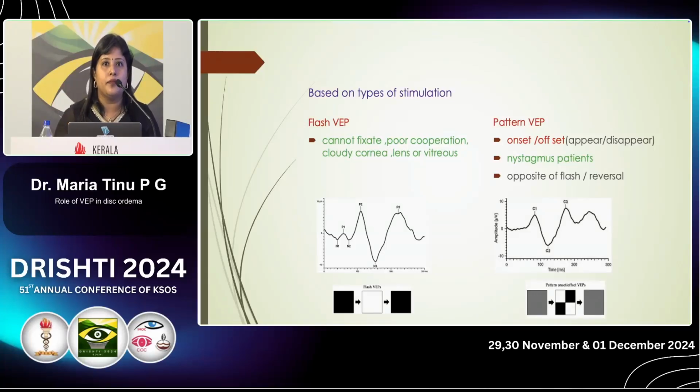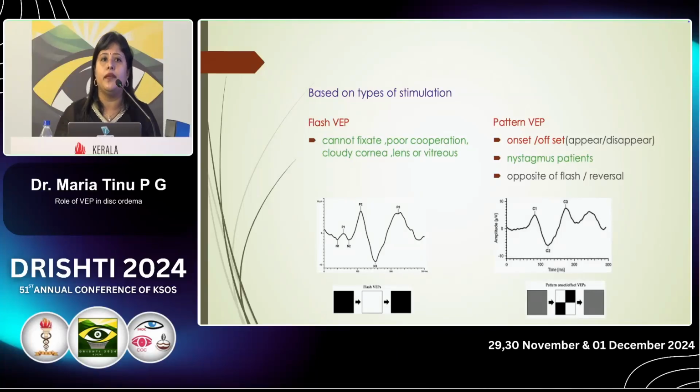Flash VEP should be used in patients who cannot fixate, have poor cooperation, or have media opacities. The problem is that it is a cruder response. There is intersubject and intrasubject variation, and we get three negative and three positive waves. So you should use flash VEP in patients having poor vision.